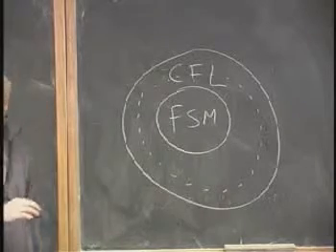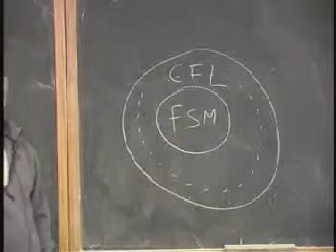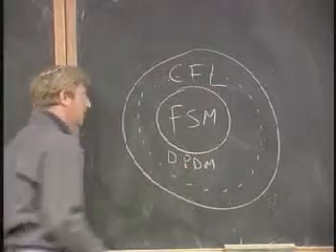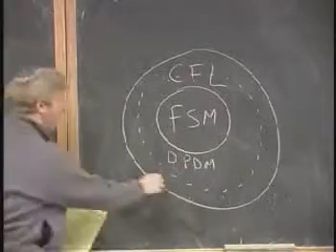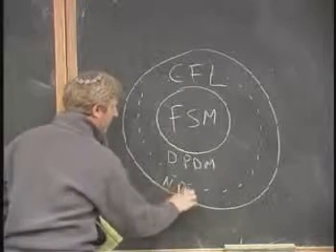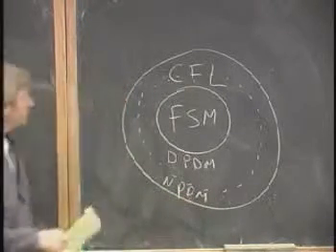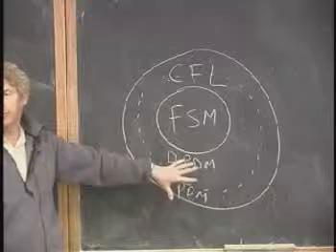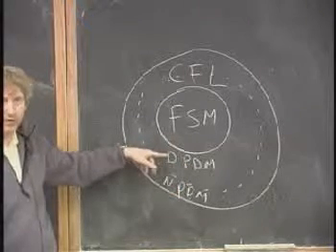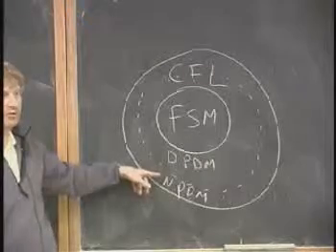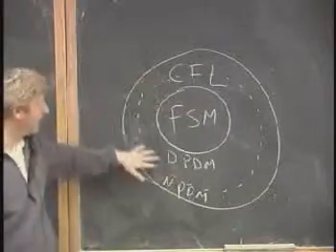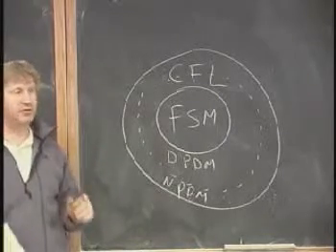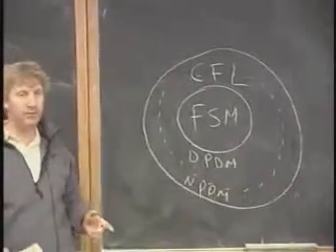On the inside are the machines that correspond to context-free languages that are deterministic. They're called deterministic push-down machines, PDM, push-down machines. And on the outside are non-deterministic push-down machines. Context-free languages are equivalent to non-deterministic push-down machines. Deterministic push-down machines have less power than non-deterministic push-down machines, and they represent a subset of the context-free languages, a very special subset whose grammars are very difficult to describe easily, but are very important.